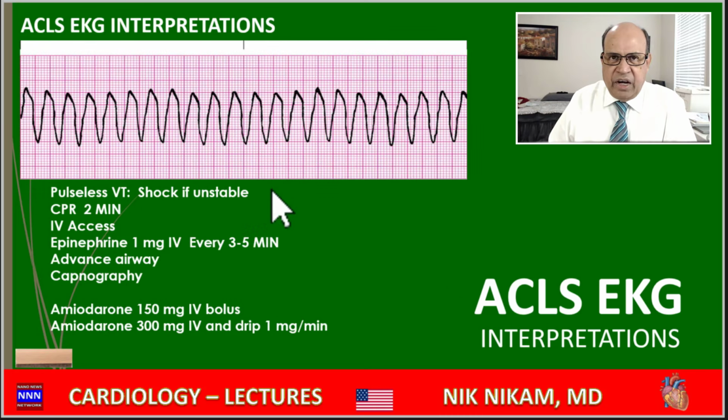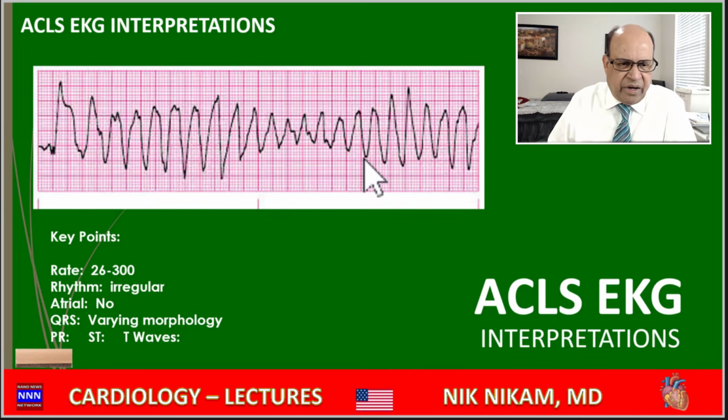If the patient is unstable, we shock this patient, start the CPR for 2 minutes, get an IV access, give epinephrine 1 milligram IV every 3 to 5 minutes, establish an airway, start capnography, and of course an antiarrhythmic drug to prevent the recurrence of ventricular tachycardia. All right, let's keep going.